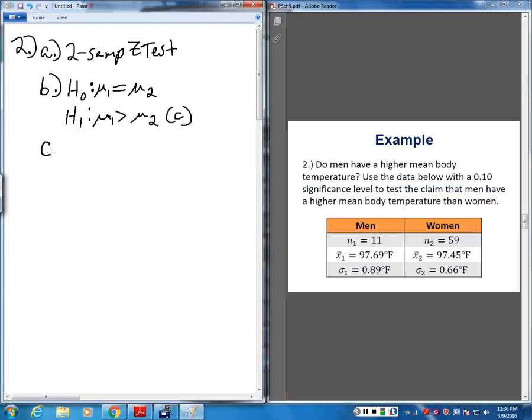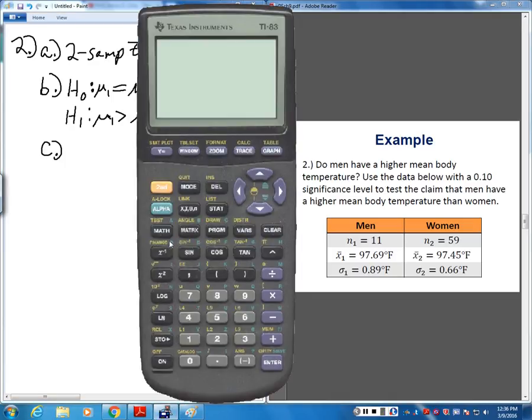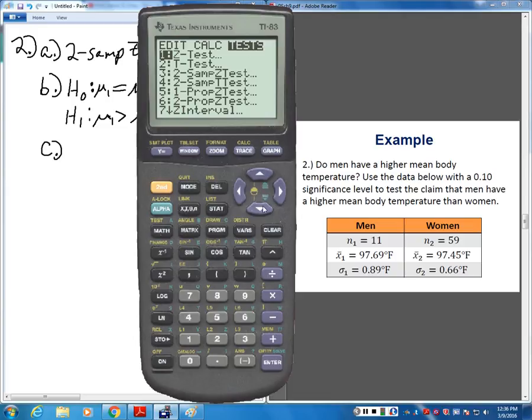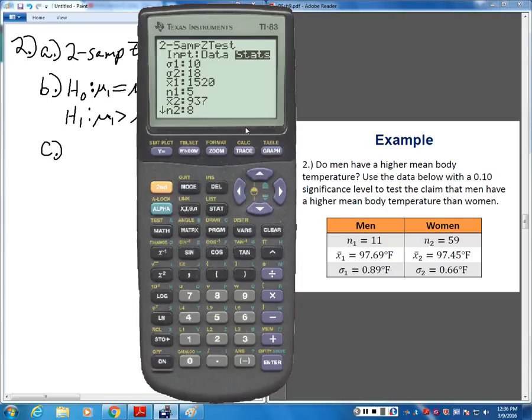For the next step, I'll find the p-value. I can use the calculator to do that. Under Stat, Test, and two-sample z-test, I have some information to put in. Now, if I have two lists of data, I would select the input option Data. In this particular problem, I have summary statistics for both samples, so I go to Stats.